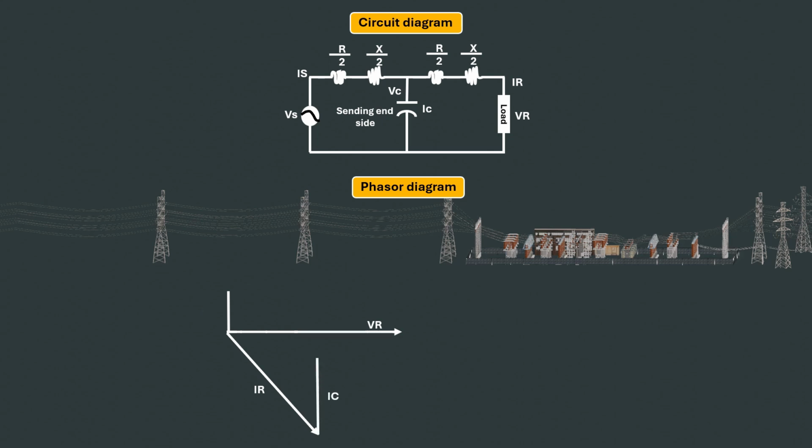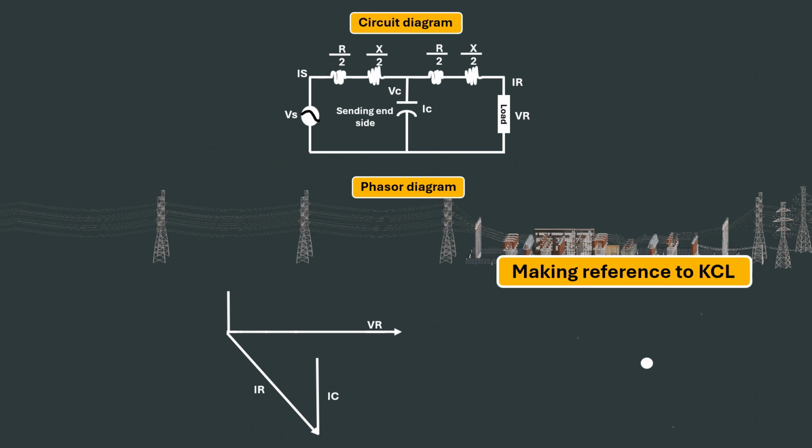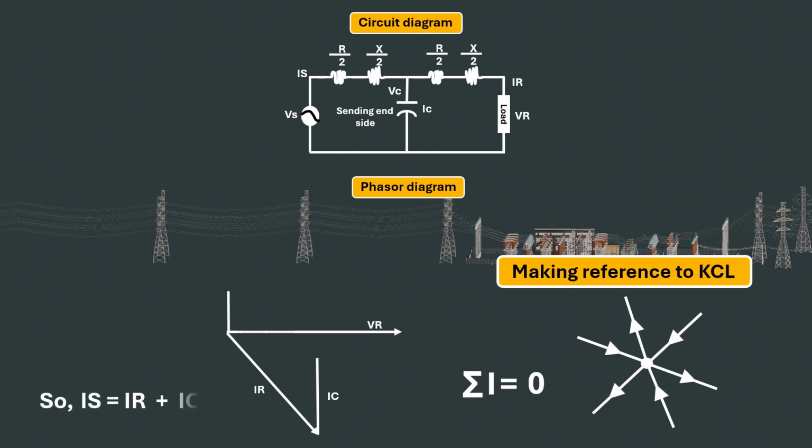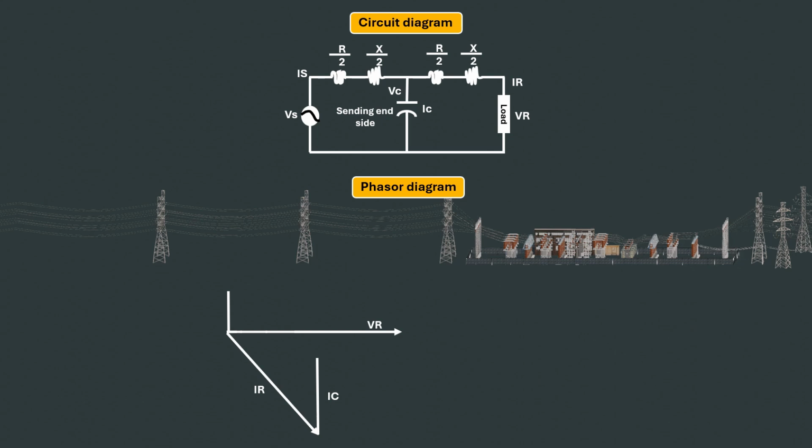To get IS, we can make reference to Kirchhoff's current law. We all know that this states that the algebraic sum of all the currents entering and exiting a node must equal 0. With this in mind, we can use it to work out how our circuit equation will be. That said, the resultant of the receiving end current IR and the current flowing through the capacitor IC will equal the sending end current IS.